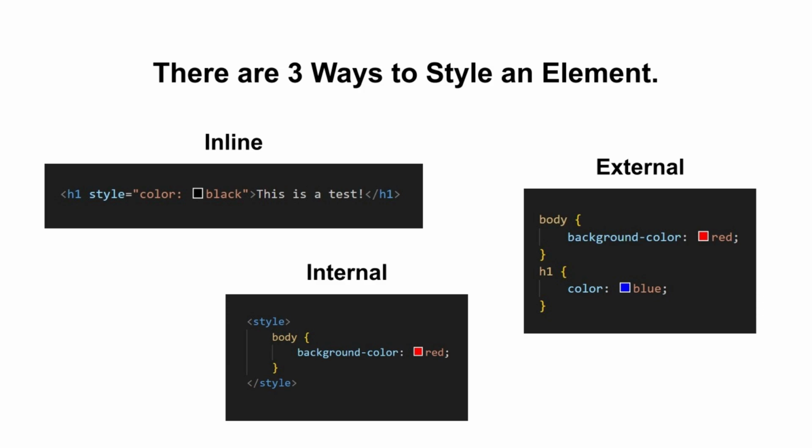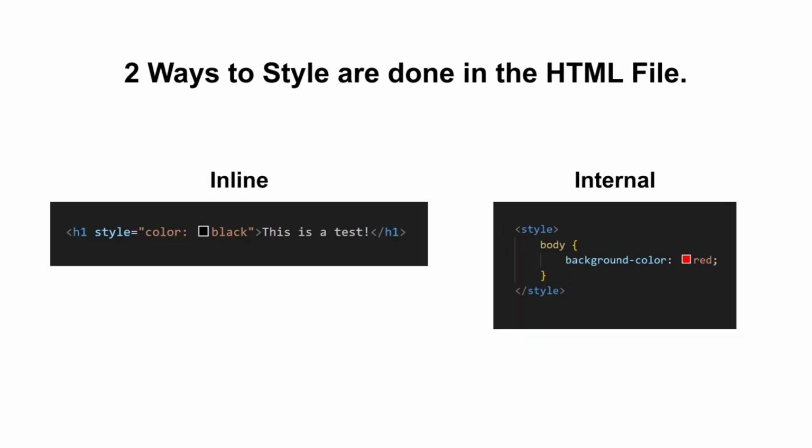The 3 ways of styling are inline, which is done in one line in the HTML file, internal, which is done in the HTML file, and external, which is done in an external CSS file. That's right, 2 of the ways of styling are done in the main HTML file and not in a separate CSS file, and that will be the inline and the internal way of styling.